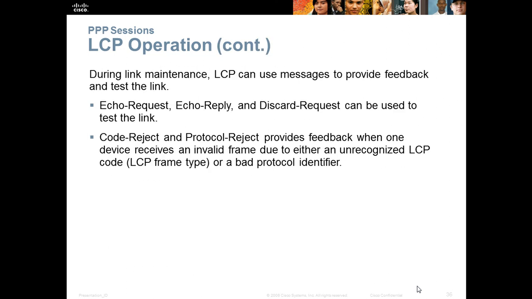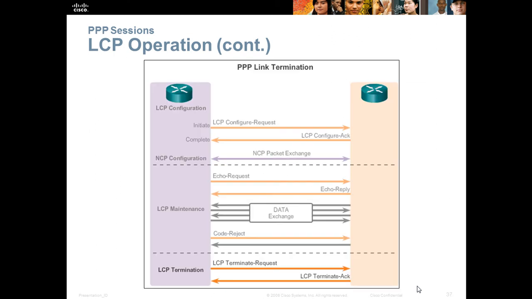During link maintenance, LCP can use messages to provide feedback and test the link. Echo request, echo reply, and discard request can be used to test the link. Code reject and protocol reject provide feedback when one device receives an invalid frame due to either an unrecognized LCP code, which is the LCP frame type, or a bad protocol identifier.